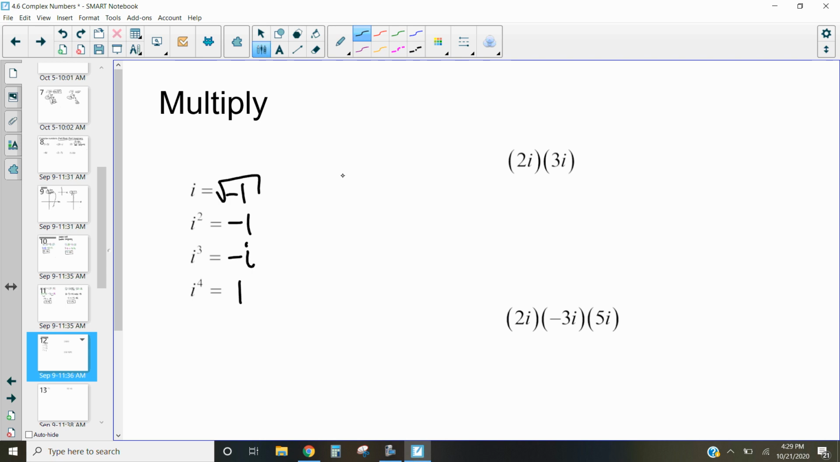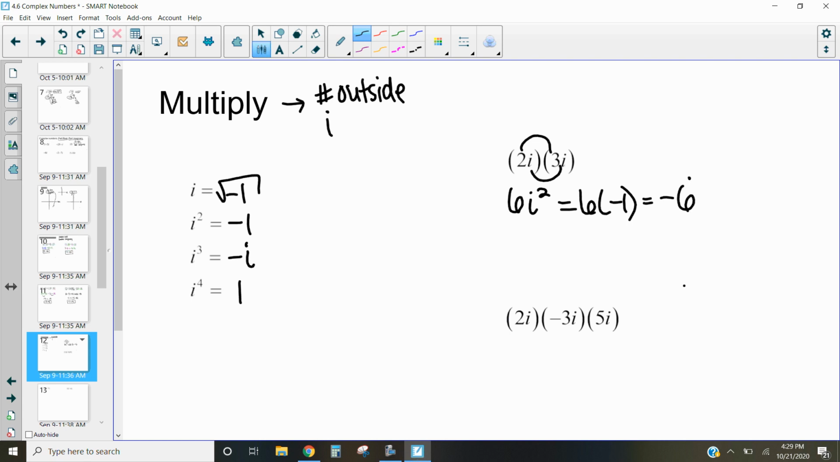Now, when we multiply, we're going to multiply the numbers on the outside and then multiply the i's and see what happens. So let's look at this first case. We've got 2 times 3, which is 6, and then i times i, which is i squared. But i squared is actually -1. So this is 6 times -1, which equals -6. Fantastic.